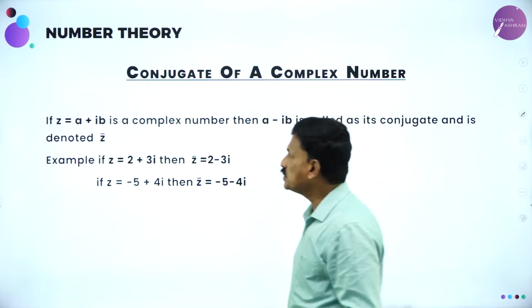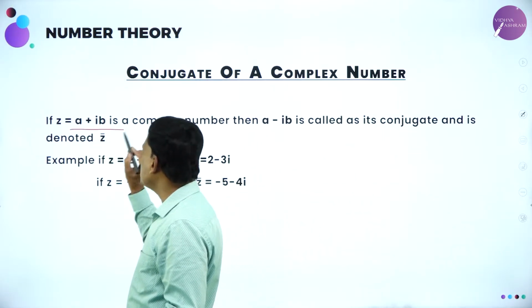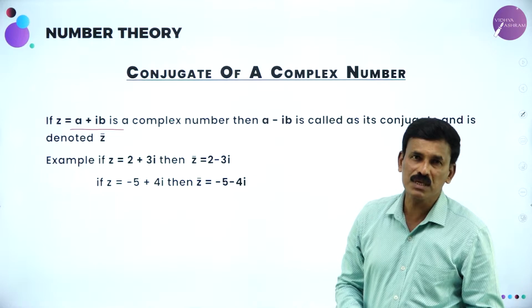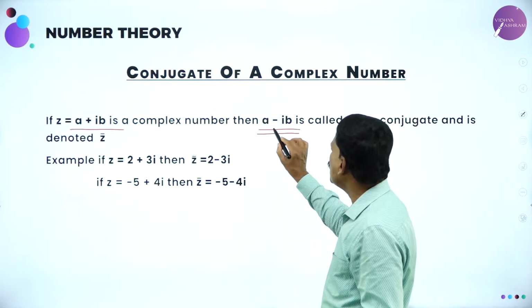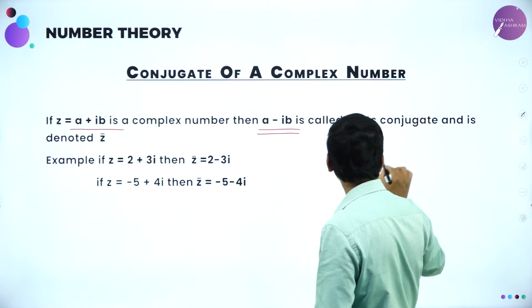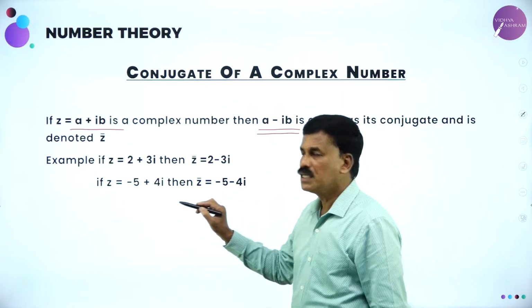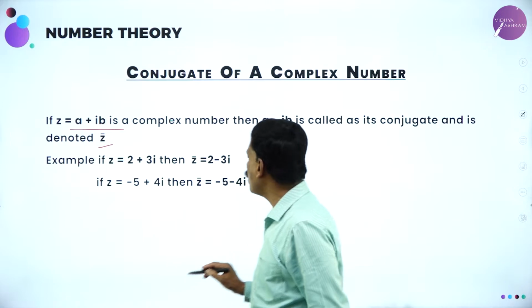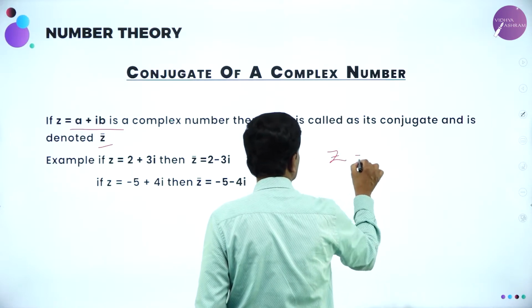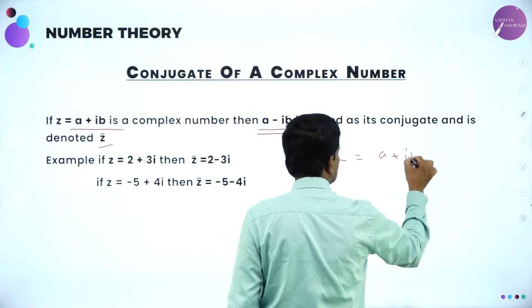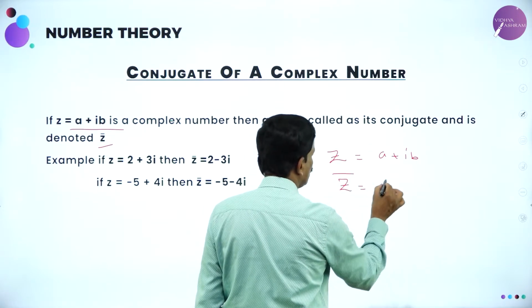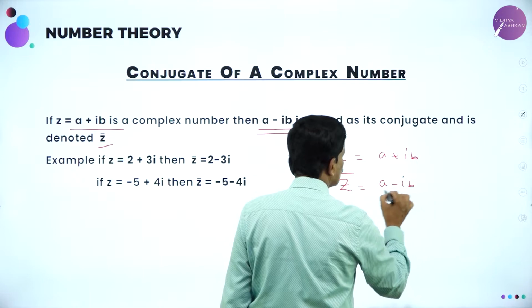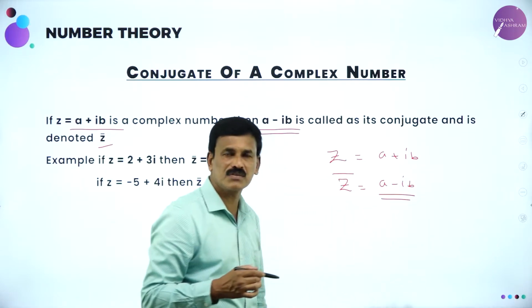Now what is the conjugate of a complex number? If z is equal to a plus ib is a complex number, then z bar is equal to a minus ib, which is called the conjugate of the complex number, and it is denoted as z bar. If z is equal to a plus ib is a complex number, then the conjugate of this is denoted as z bar is equal to a minus ib, and vice versa.